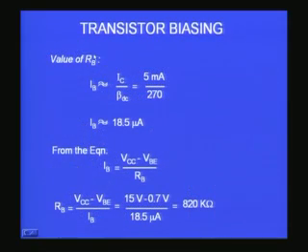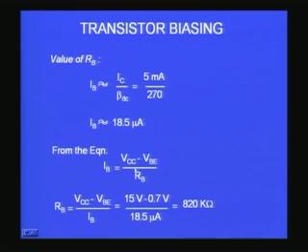Now how do I get the value of RB? I already mentioned to you, beta DC is nothing but IC by IB, or IB is approximately IC by beta DC. Therefore IC is 5 milliamperes, and beta DC is given as 270. So if you calculate, it comes to around 18.5 microamperes. That will be the value of IB.